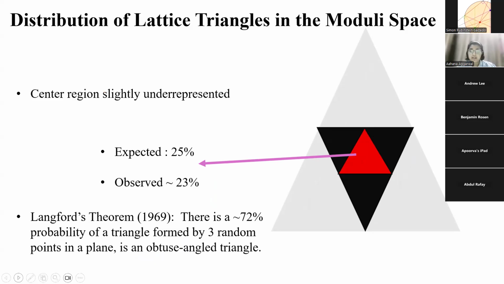This can also be backed by the theorem found in 1969 by Langford, which states that there's about a 3/4 chance that an angle in a triangle is an obtuse angle. This supports our result because the triangles in the other three sections tend towards obtuse angles, while in the center it tends towards a more acute triangle.